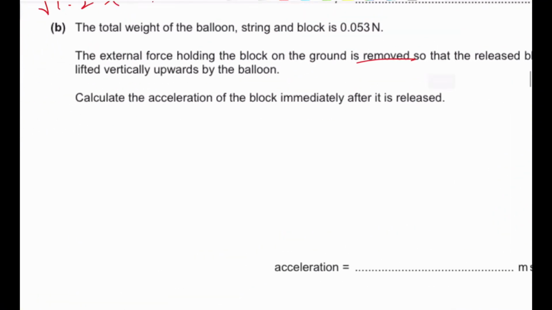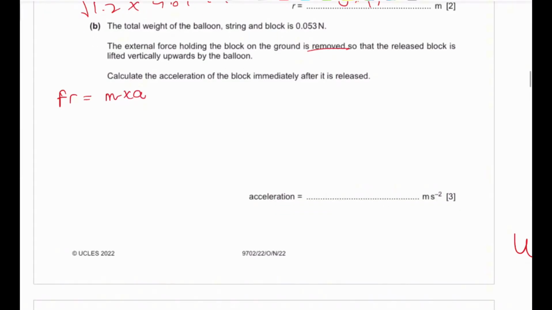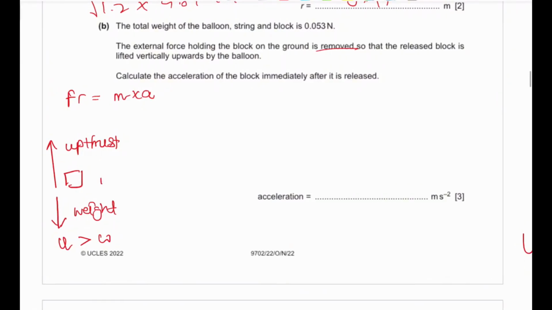So what do we know? We know that the resultant force is mass multiplied by acceleration. Let us look at our block here. The force acting upwards is the upthrust, and the force acting downwards is the weight, right? But the upthrust is way greater than the weight because the block is moving upwards, so this thing is accelerating, okay?